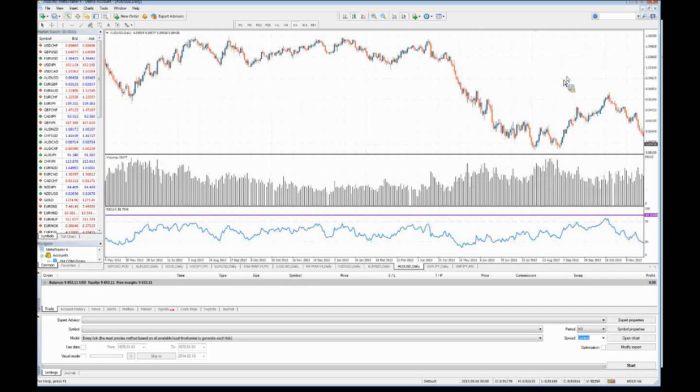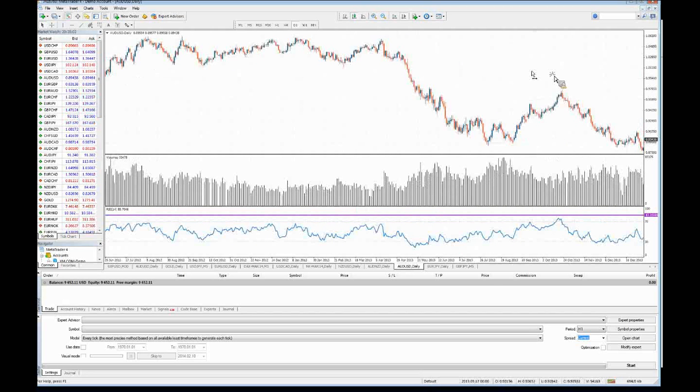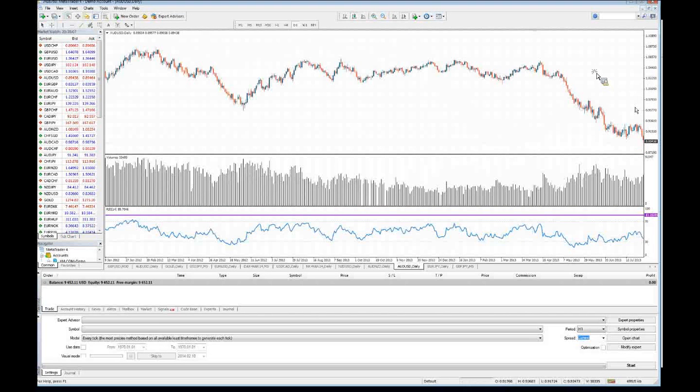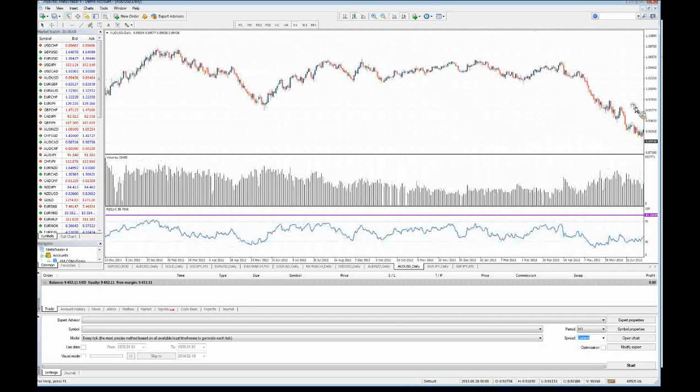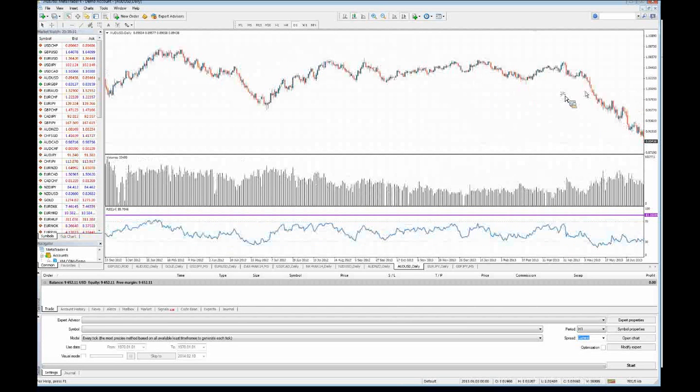Fibonacci, absolutely. We can use Fibonacci. We can use candlestick patterns. We can use consolidation patterns. So, okay, here we go. We have an Australian dollar here that's moved down. We've identified it's in a strong trend.